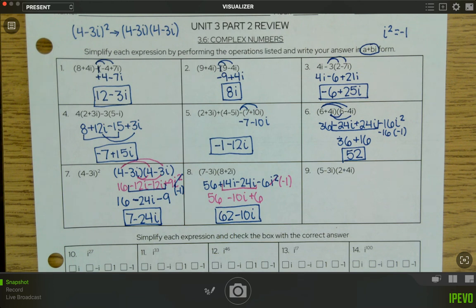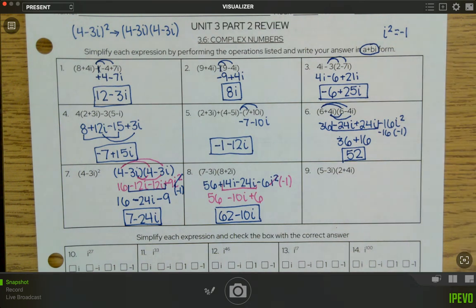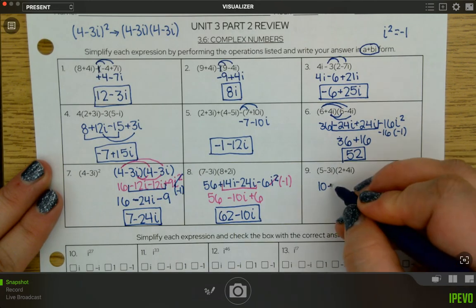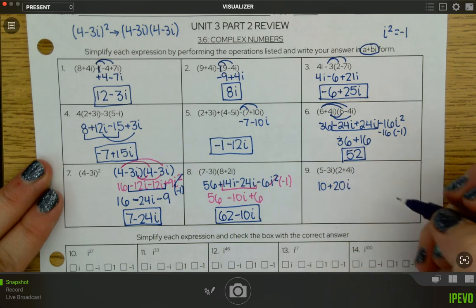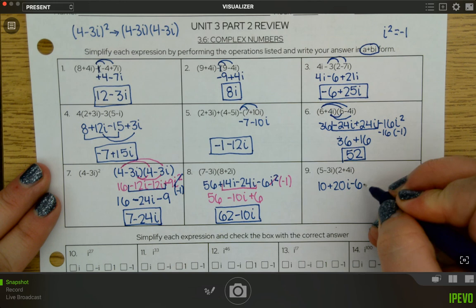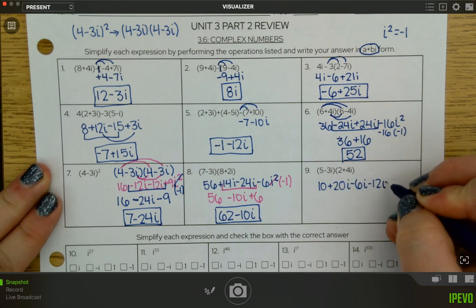Think of the i like a variable. The only reason why it's not a variable is because it actually has a value. And that value is the square root of negative 1. All right, 5 times 2 is 10. 5 times 4i is 20i. Negative 3i times 2 is negative 6i. Negative 3i times 4i is negative 12i squared.